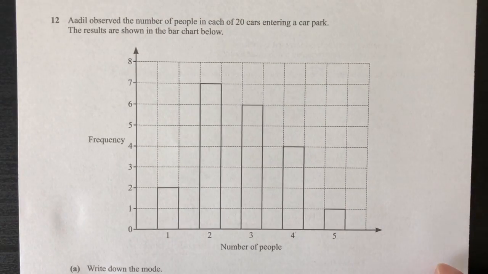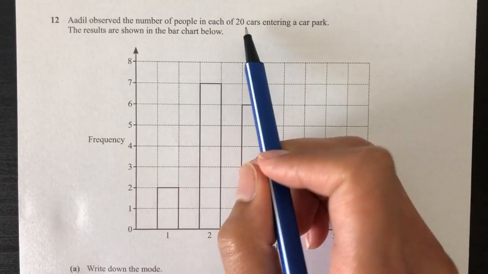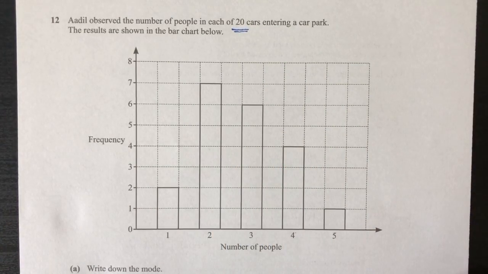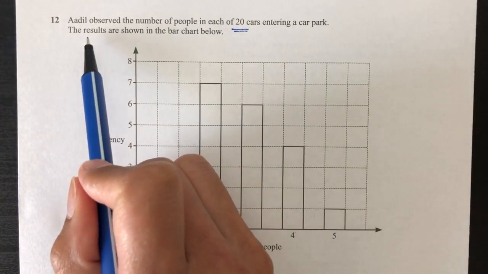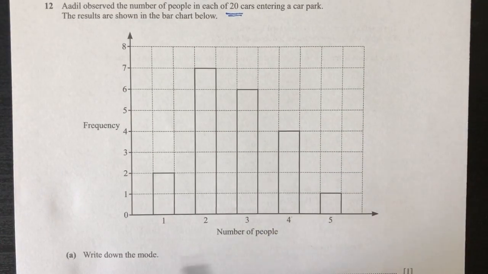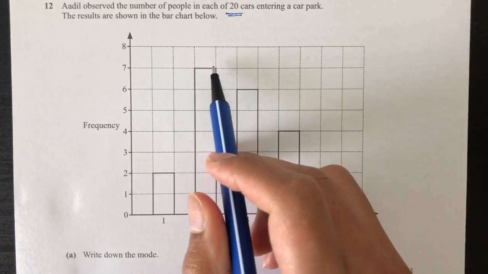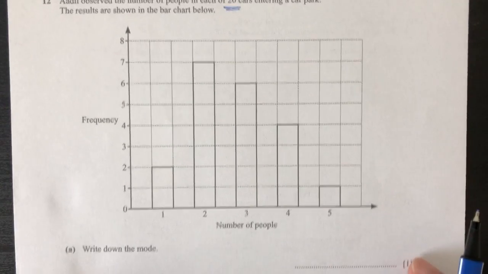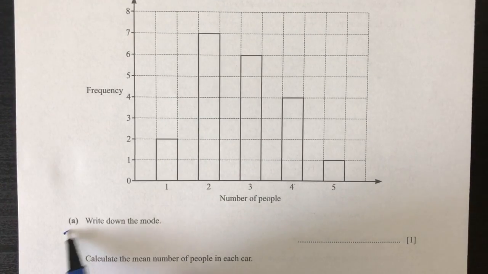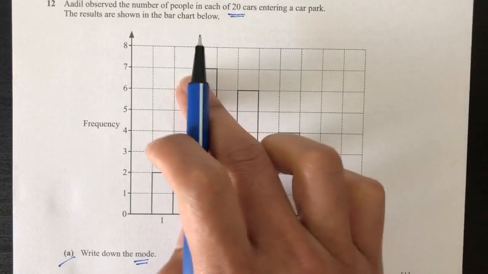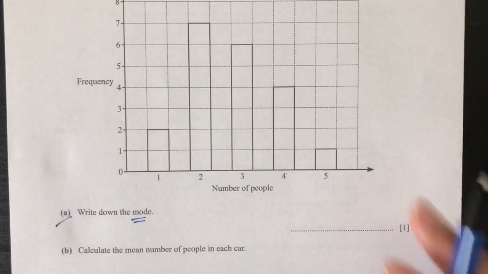Now question number 12, it says Adil observed the number of people in each of 20 cars entering a park. So we have 20 cars. Now the results are shown in this table below. So basically 2 cars have 1 person. Now 7 cars have 2 people. 6 cars have 3 people. Now question number 1, write down the mode. The mode has the most frequency. So the tallest one is this one. The mode is 2 people.